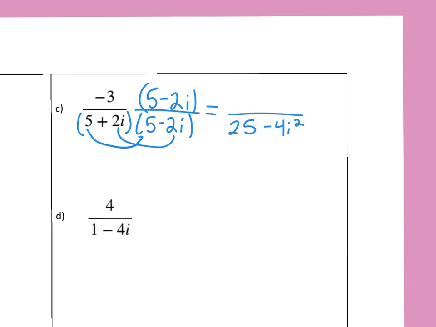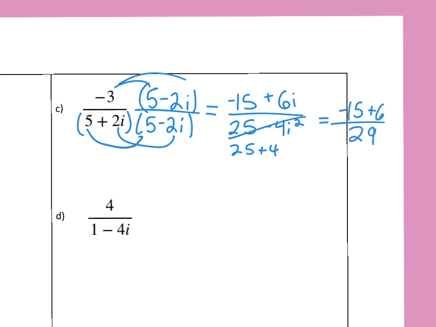On top, what am I doing? Distributing. Negative 3 times 5 and negative 3 times negative 2i. Positive 6i. What's your signs? Okay. On bottom, what's that negative 4i squared become? Yep, so this is just 25 plus 4, which is 29. And on top, it's not going to do anything because those are not like terms. So that's just my answer.